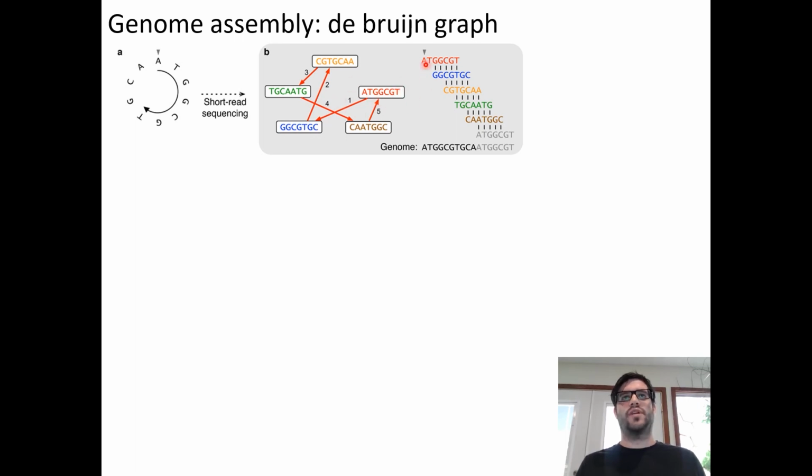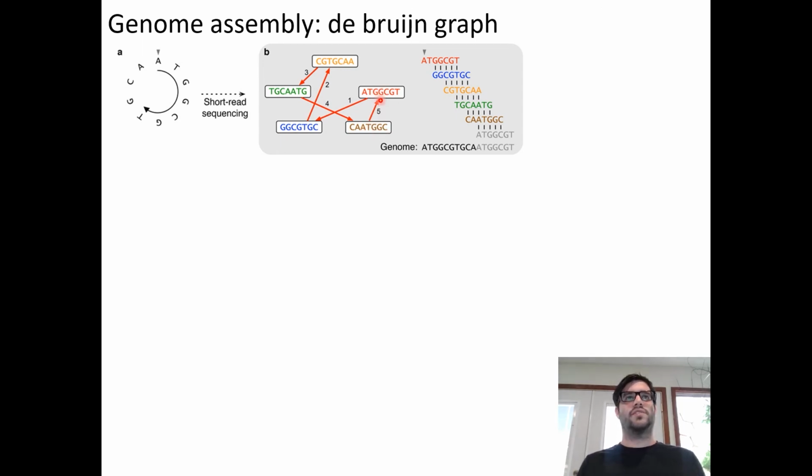Here we have the first read in red, and we can see that this read overlaps with this blue read. This is position 1. This blue read overlaps with this yellow read. This yellow read overlaps with this green read. This green read overlaps with this brown read. And because this is a circle, the brown one also overlaps with the red one.